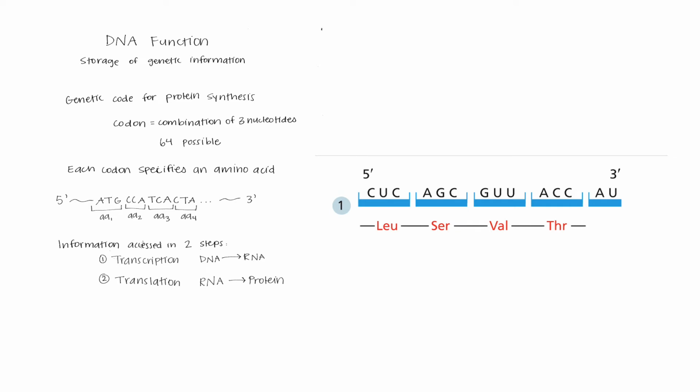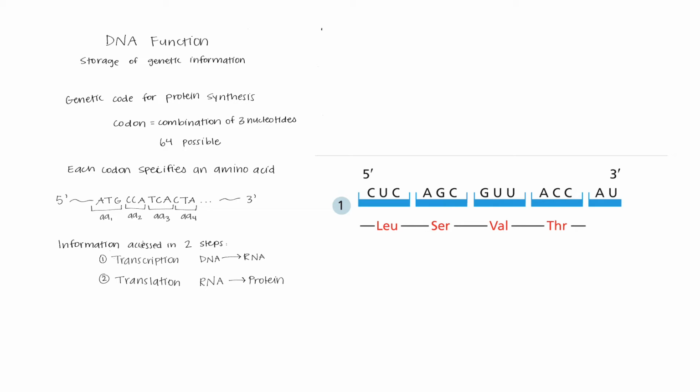So the function of DNA, storage of genetic information. And I just want to draw your attention to the genetic code for protein synthesis. And the first term that I want to introduce is the term codon. And each codon basically specifies an amino acid. And each codon is made of 3 nucleotides. And there's 64 possible codons. We'll talk a little bit about that in a few minutes. But if you look down at the line drawing at 5', 3' end, that represents a single-stranded DNA molecule. It's not RNA because it has T, not U.